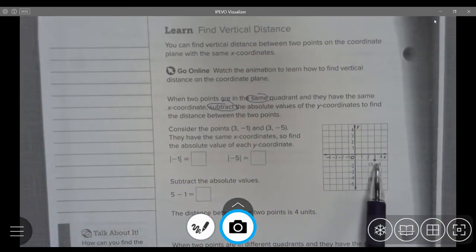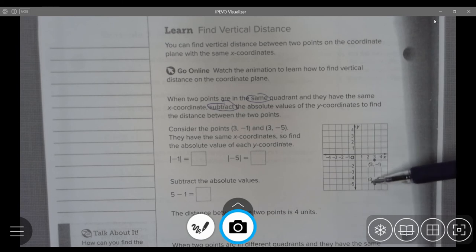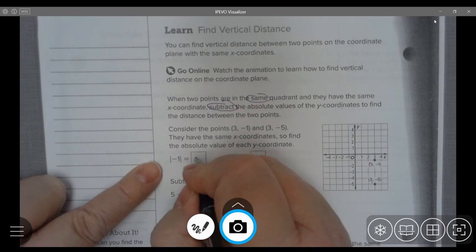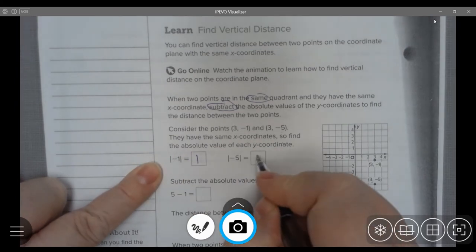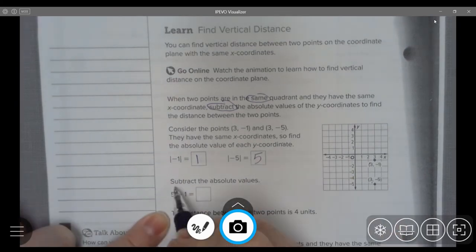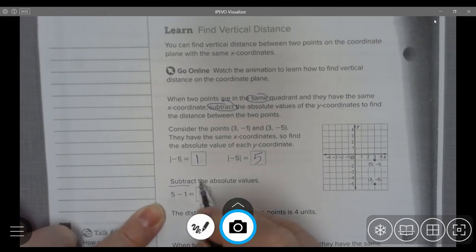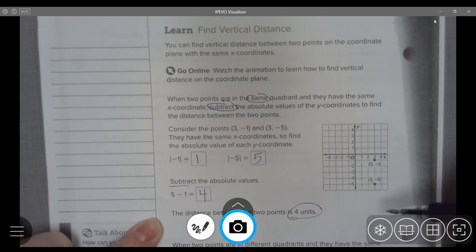So here we go. We have a 3, -1 point. We have a 3, -5 point. So the 3's are the same. And we have to look at the y coordinate. So -1, the absolute value would be 1. Absolute value of -5 is 5. We would subtract them. 5 minus 1 is 4. So the distance between these 2 points is 4 units.